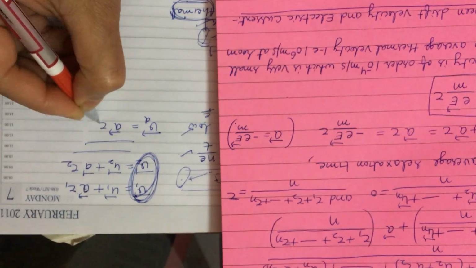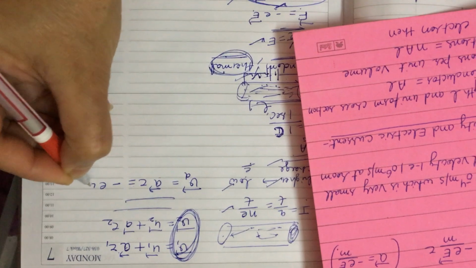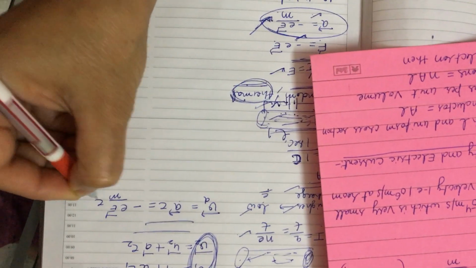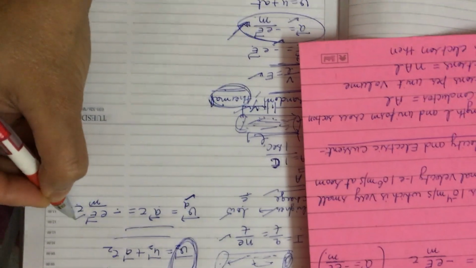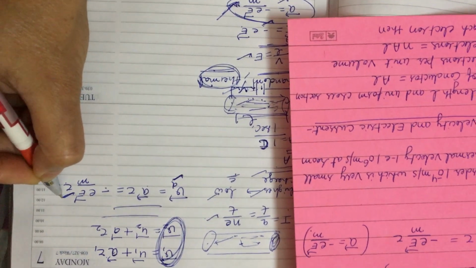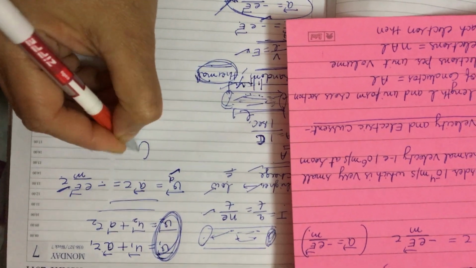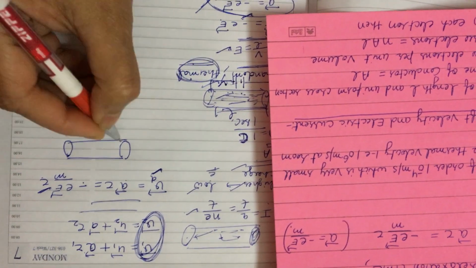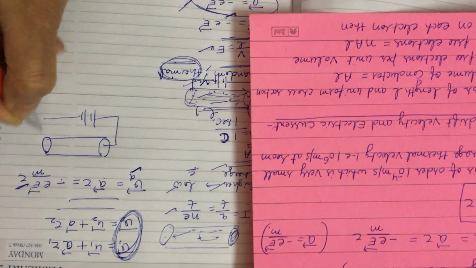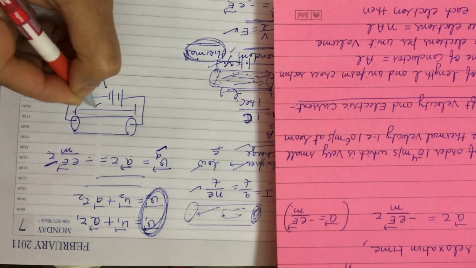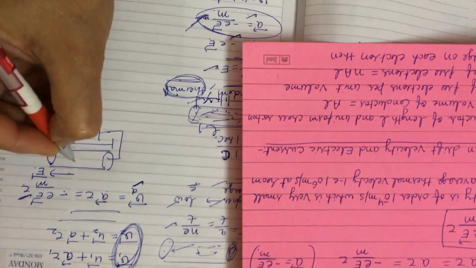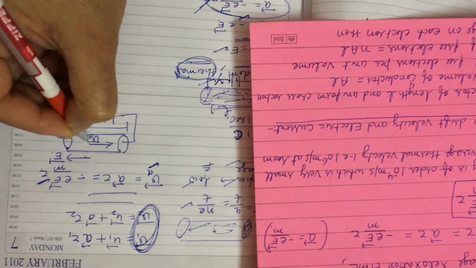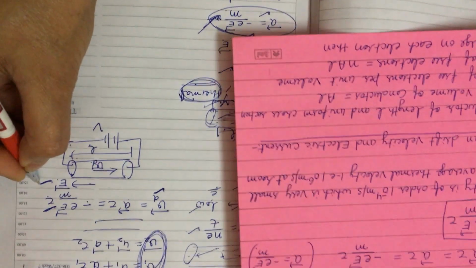Then it becomes this, and what is the acceleration? We use this value, minus eE over m, tau, and negative means the drift velocity is opposite to the direction of electric field. Remember this. If this is a conductor and the potential V is applied across length L, what is the direction of electric field? Positive to negative. And what is the direction of drift velocity? That is opposite to the electric field.